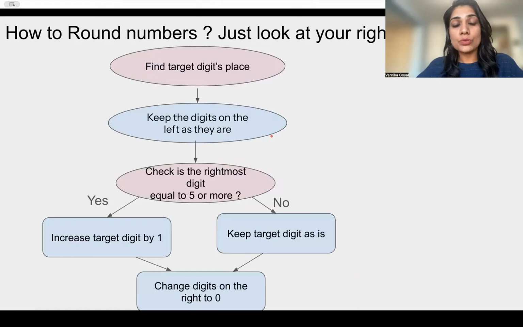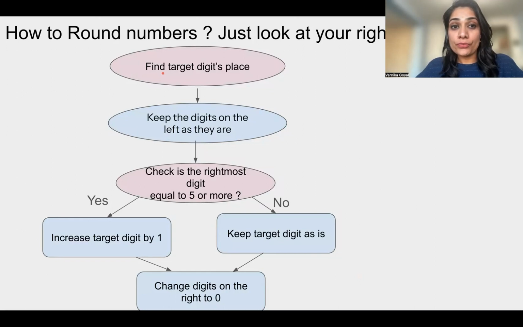Let's revise how to round numbers. Remember, the key is to look at your right best friend. The first step is to find the target digit's place, keep the digits on the left as they are, check if the rightmost digit is equal to 5 or more. If yes, increase the target digit by 1. If no, then keep the target digit as is. Change all the digits on the right to 0.